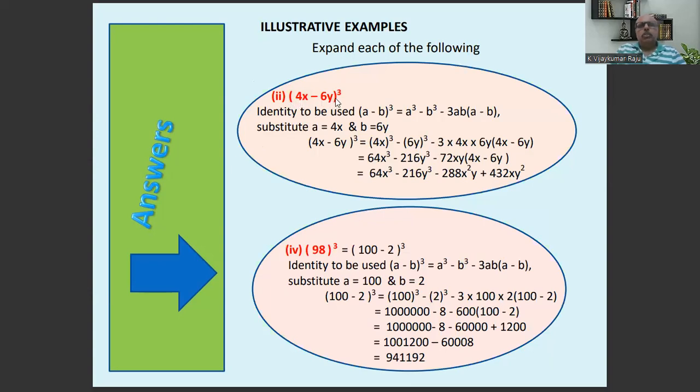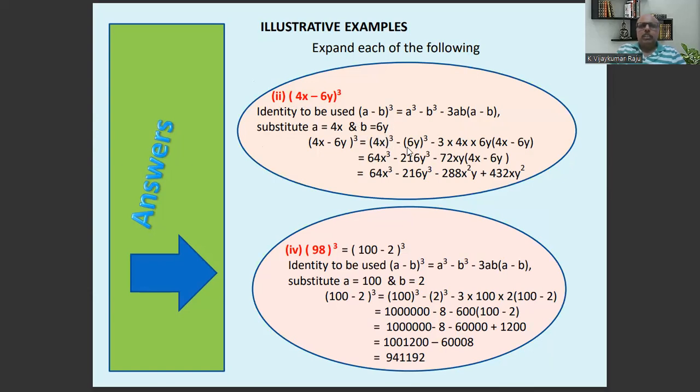(4x minus 6y) whole cube. The identity is (a minus b) whole cube, that is a raised to 3 minus b raised to 3 minus 3ab into (a minus b). Here a is 4x, b is 6y.